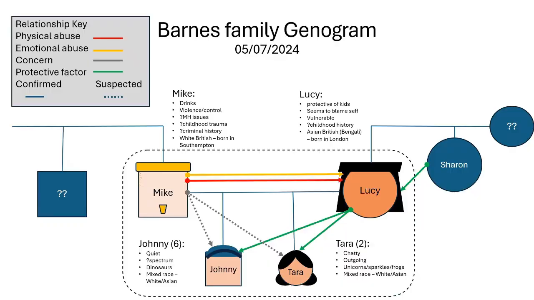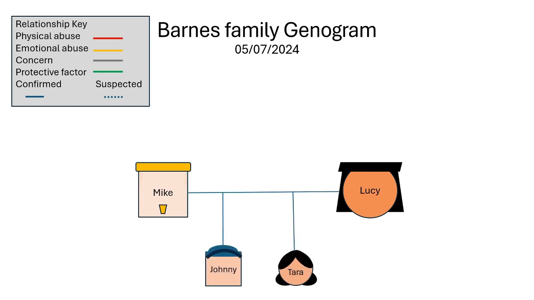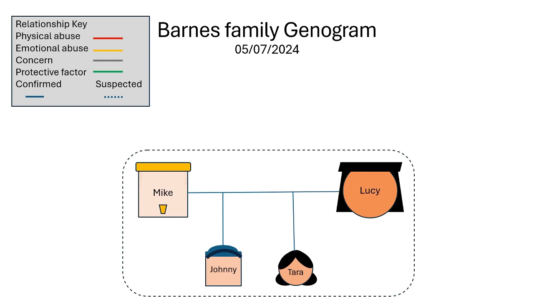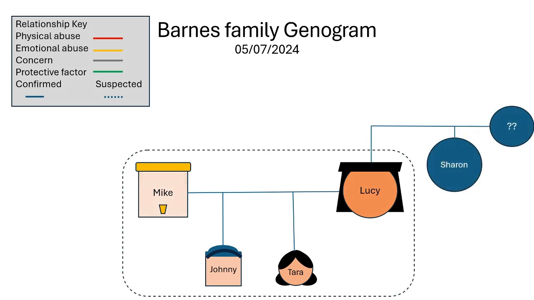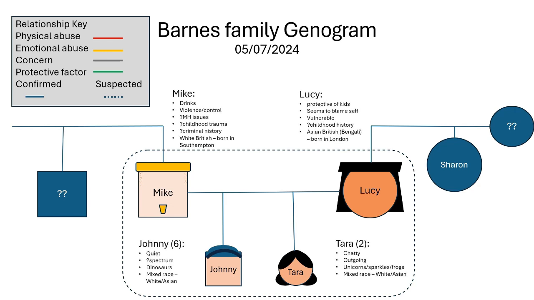But let's look at what Susie has created here at the start of her work with the family. It's very basic, but it's a start. You have Mike and Lucy, who are married, so there's a solid line between them. They have 2 children, Johnny and Tara. They all live together. We know that Lucy has a sister and her mum is around, but little beyond the sister's name. We also know that Mike has a brother, but nothing about him. We have some information about each of the family members, and we can include that here as well.